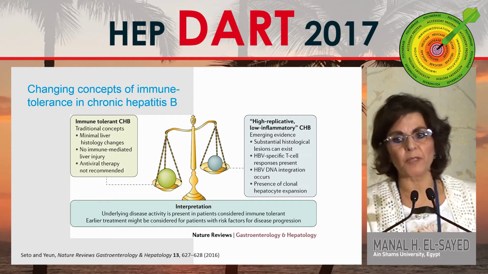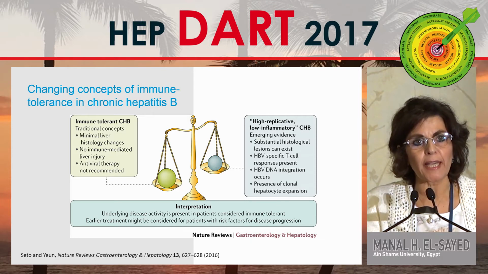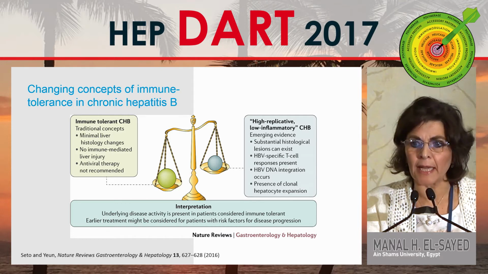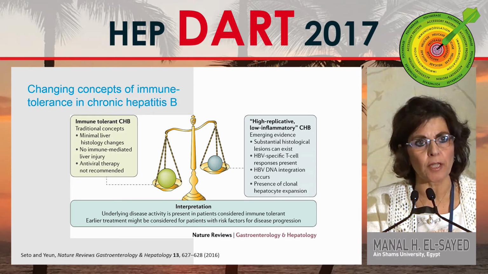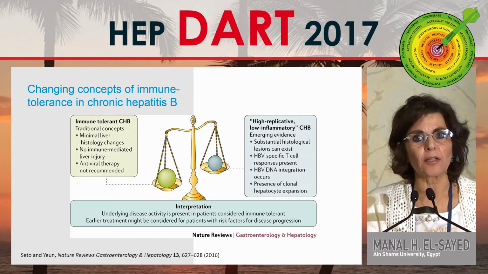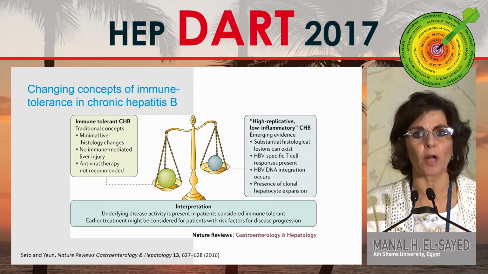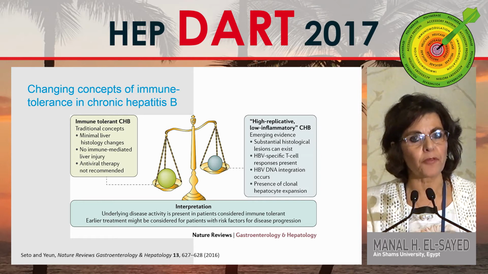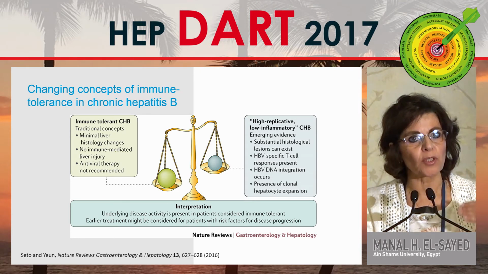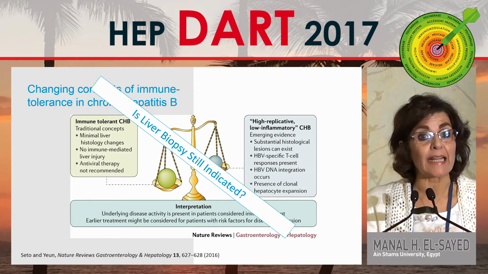But we know that the concepts of immune tolerance have changed, and the balance is now tipping towards looking at inflammation and integrated DNA. I think this is really important for children because most of the children we're seeing are immune tolerant children, and most of them have very high viremia and normal ALTs. Even the definition of normal ALT is not very clear, because we define ALT as up to 30 or up to 40, but we don't really know if this is the normal ALT, and we need to lower the bar for children. So is liver biopsy still indicated in those cases?